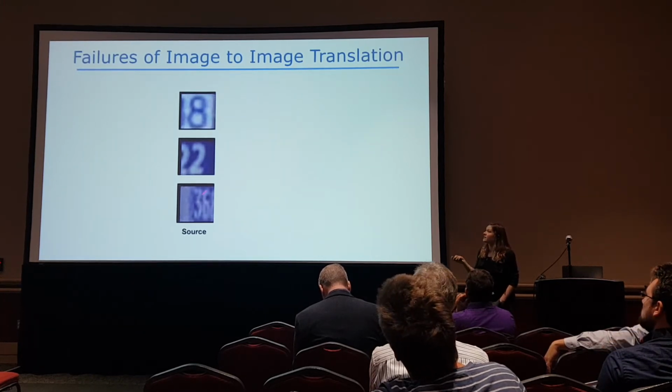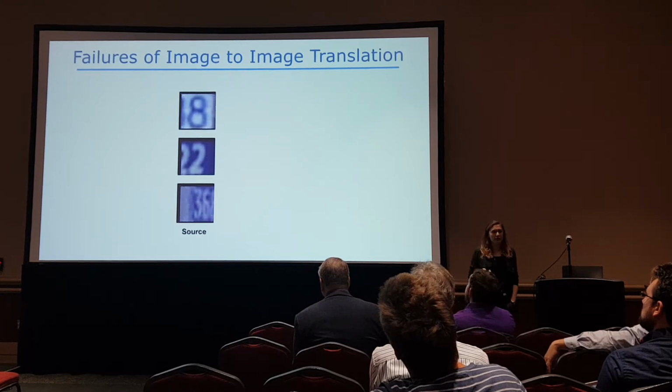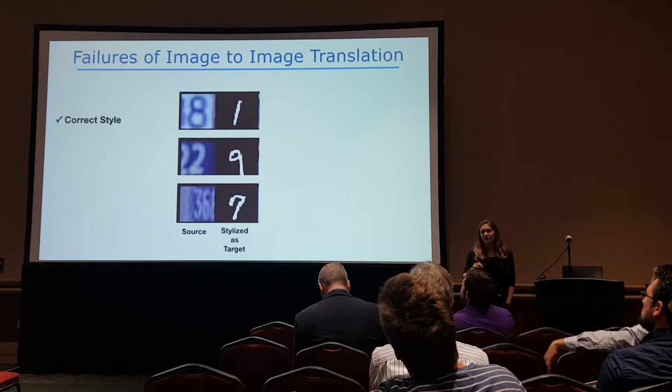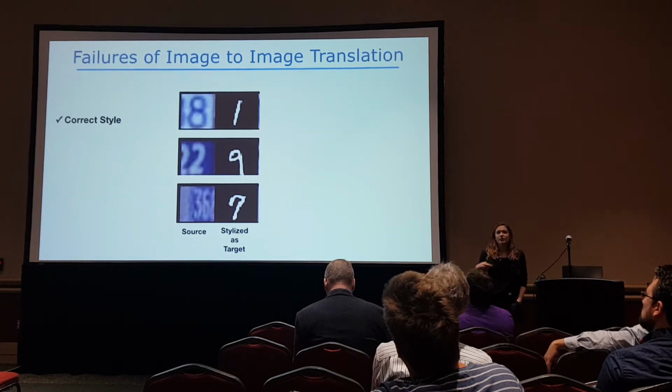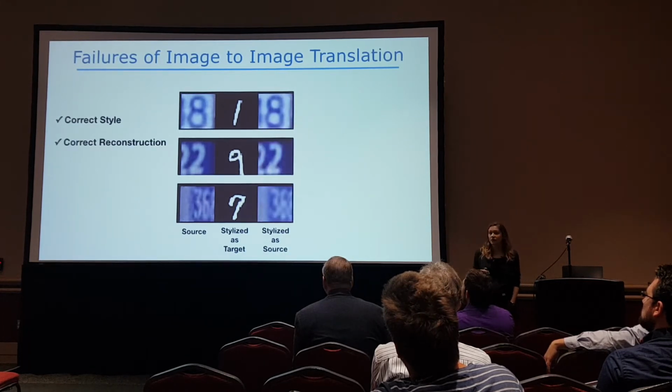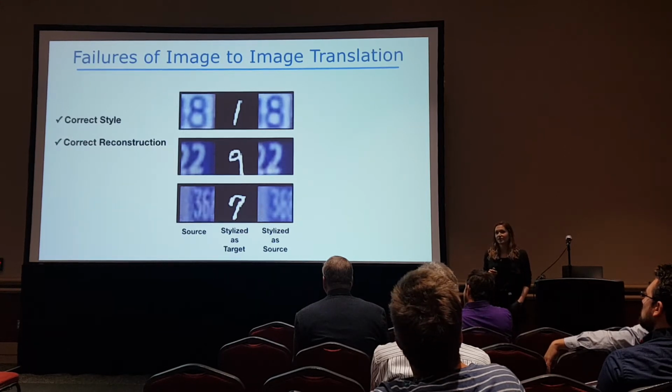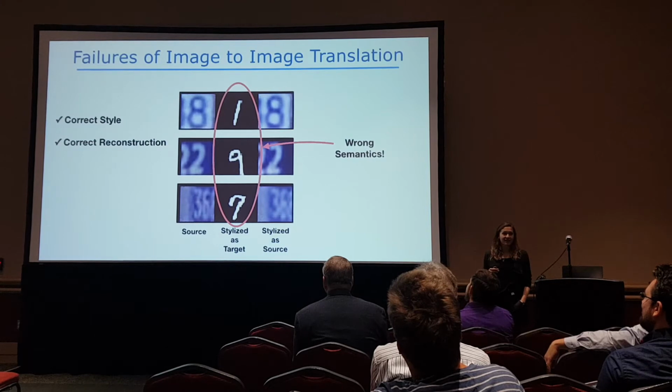Here are some examples of source images from Google Street View. And here's the example stylized image to look like MNIST. And it has the correct style. And perhaps more surprisingly, you take that image and restylize it to look like Google Street View, and you find that it also has a pretty good reconstruction of the original image. But you may have noticed that it has completely wrong semantics in between. So this is not going to be very useful for us for doing domain adaptation.